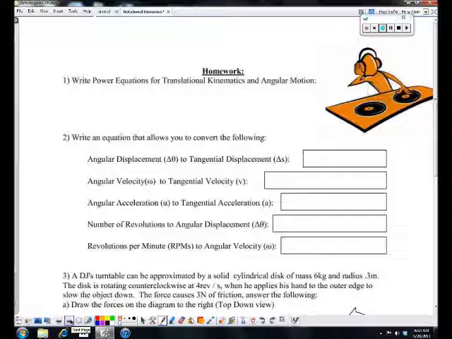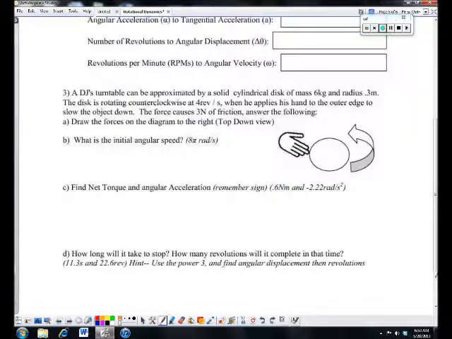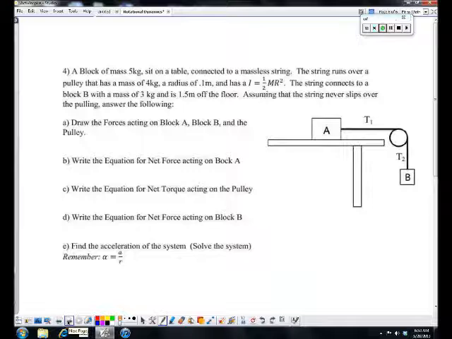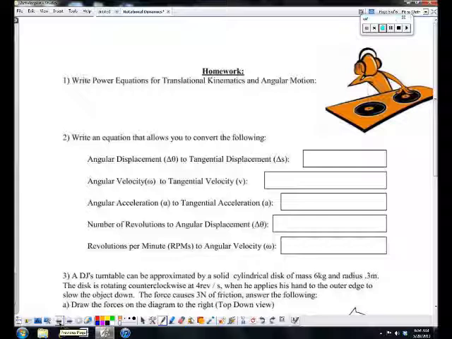So you have some homework. Got some equations you should still know. And you have 2 practice problems, both of which I give you the solutions to. Number 4 tends to be a little bit tricky. Take your time with it. It is a system question. If you have any questions, you're welcome to come see me about it.